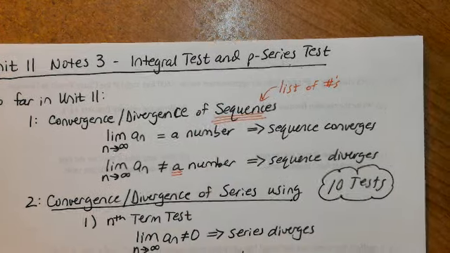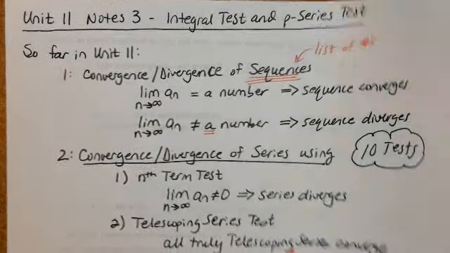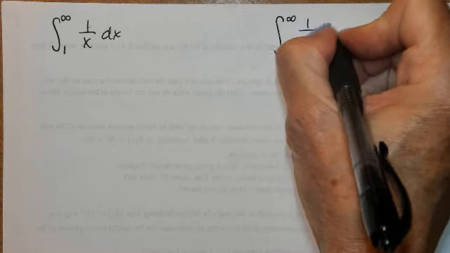Okay? So before we get going, I always do a little bit of a review. Since the integral test involves integrals, and since a series does go to infinity, I want to do a little review of improper integrals that go to infinity, where one of the bounds is infinity. So I would like to compare this integral from 1 to infinity of 1 over x dx, with the integral from 1 to infinity of 1 over x squared dx.